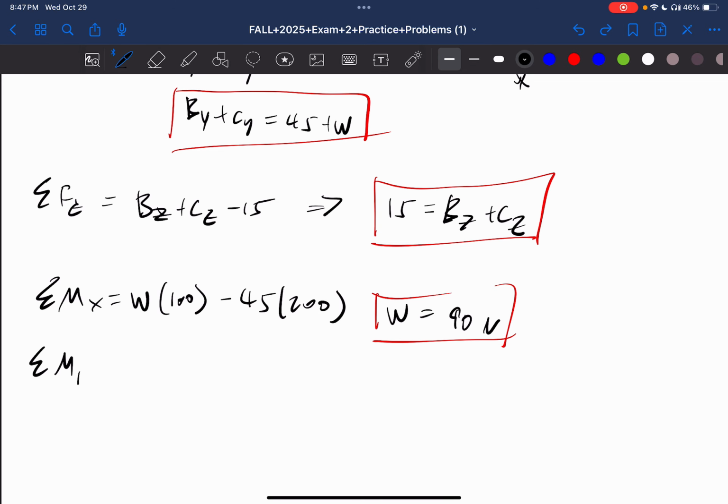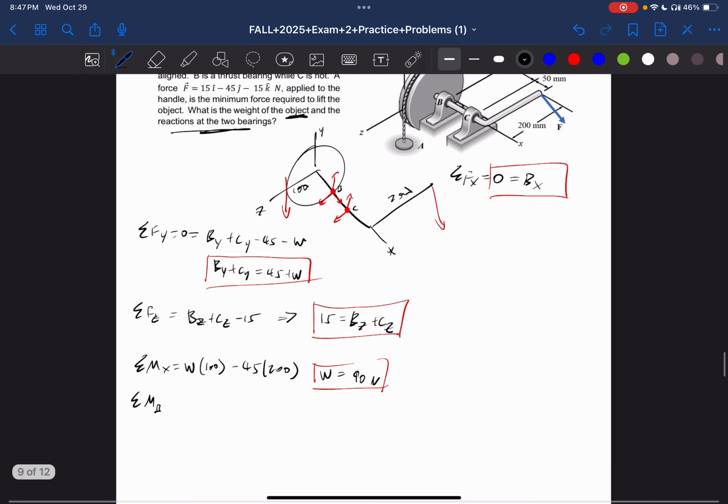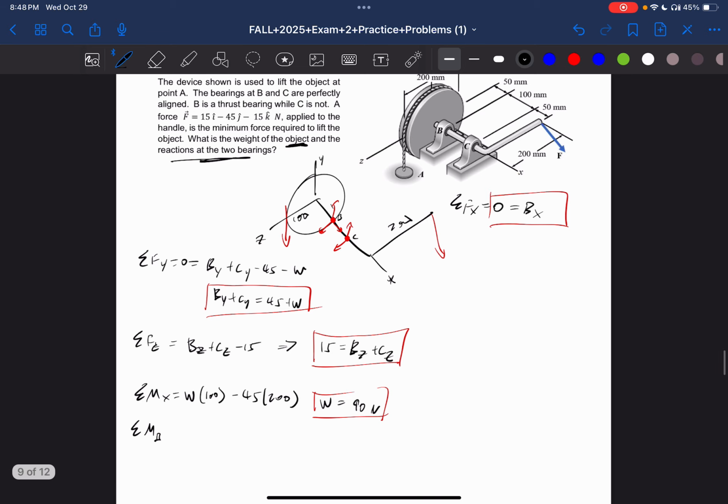Okay, so let's do the sum of the moments at B. I'm trying to think. There's a lot of options you can do this, I guess, but I'm just trying to think what would be the easiest. What if we do the sum of the moments in the z direction? We're going to have these two unknowns, so we're going to have an equation.